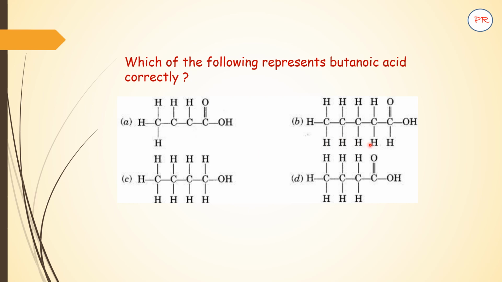If you go for option B, here you will find 1, 2, 3, 4 and 5 bonds with C. Therefore, B is also not correct. If you go for option C, you will find here the oxygen double bond O is not present. Therefore, C is not correct. If you go for D, you will find the COOH group itself is present and valencies of all the carbon atoms are correctly satisfied. Therefore, the answer for this question is D. So, while answering this type of question, we have to be careful about the valencies and about the presence of the particular group over here.